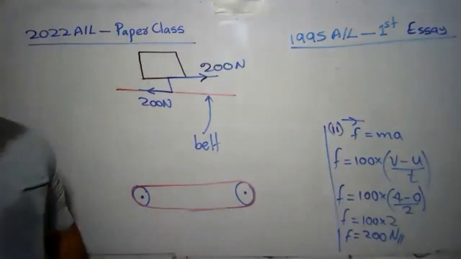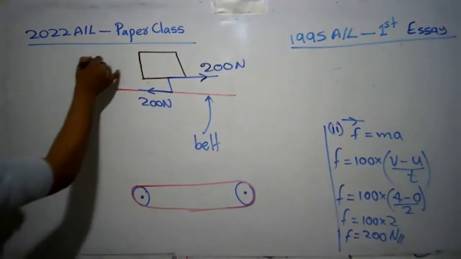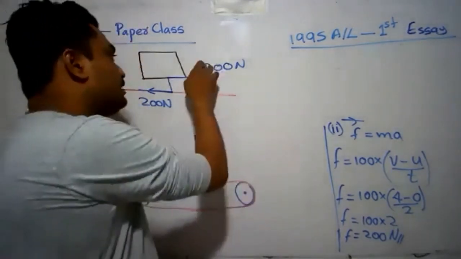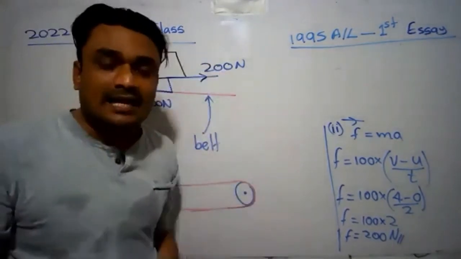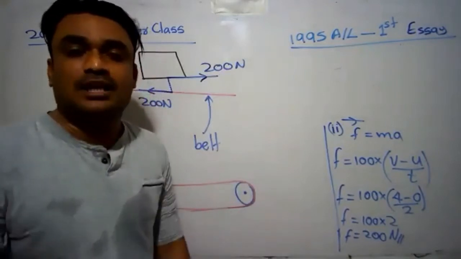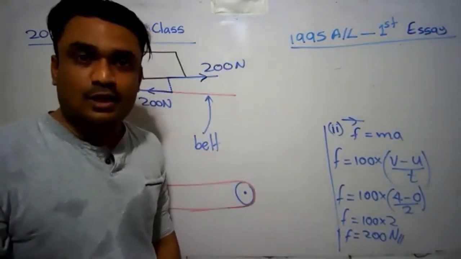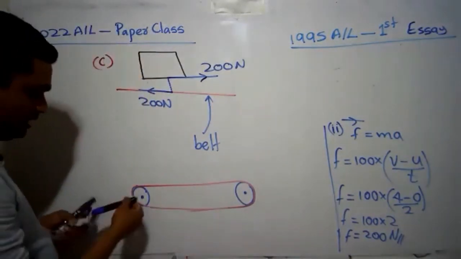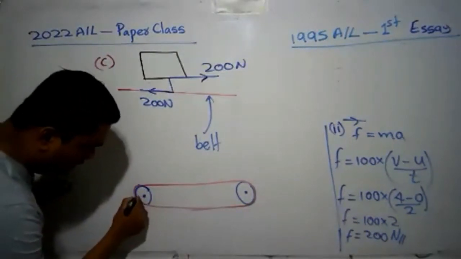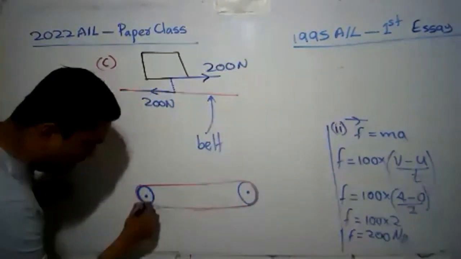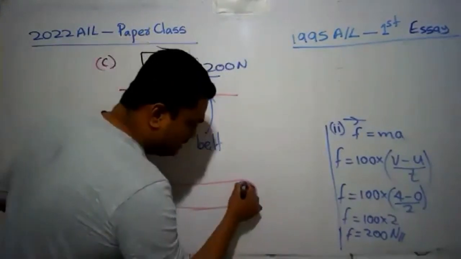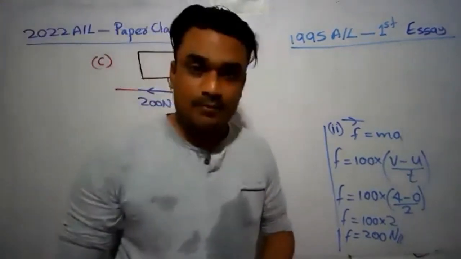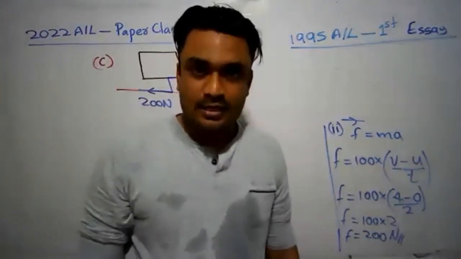Right, so for the answer to part C of the question, it's better if you draw this figure and write that the additional 200 Newton force can be given to the belt by connecting an electric motor. So that is the easiest way.